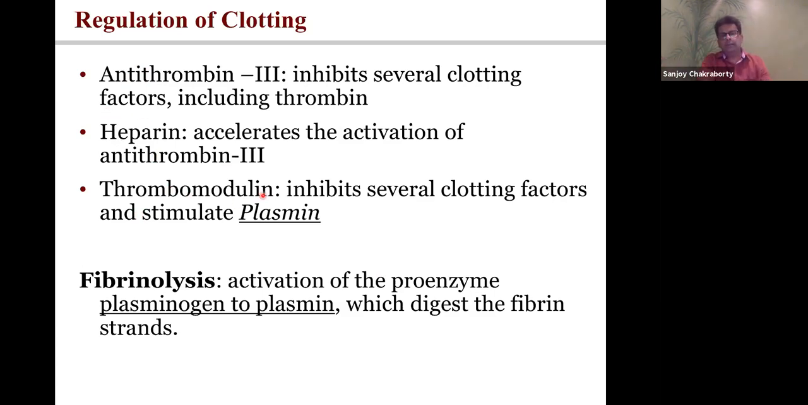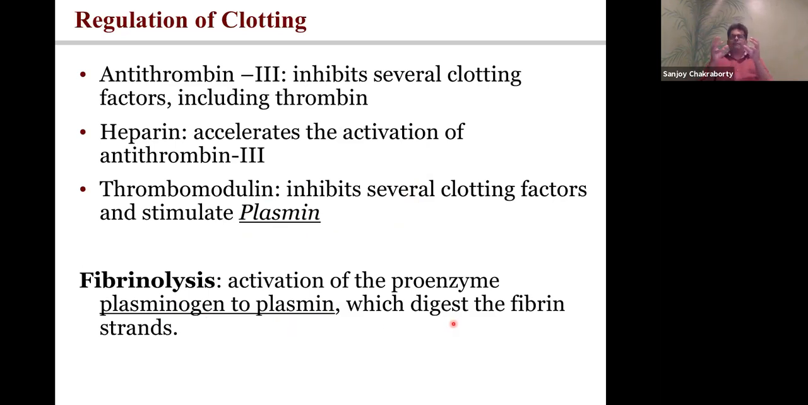Then there is a molecule called thrombomodulin. They are modulators. They inhibit several clotting factors, the different clotting factors that are involved, plus they stimulate the conversion of plasminogen to an enzyme called plasmin. What is that plasmin thing? It's called kallikrein, another name, which basically digests the fibrin strand.